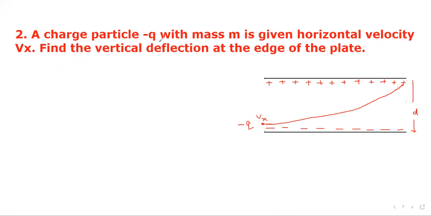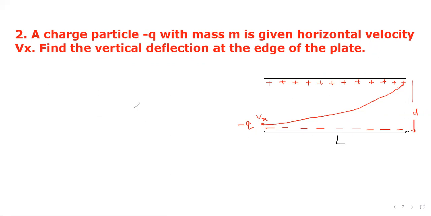Now consider one more question. A charged particle of charge minus q with mass m is given horizontal velocity Vx. Find the vertical deflection at the edge of the plate. Here, this length is given as L and the separation between the plates is given as d.